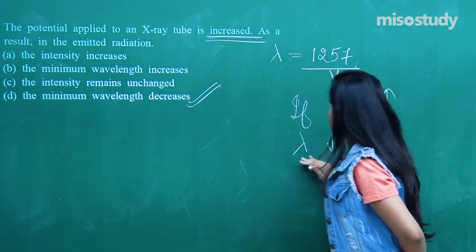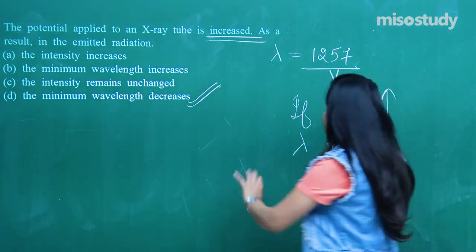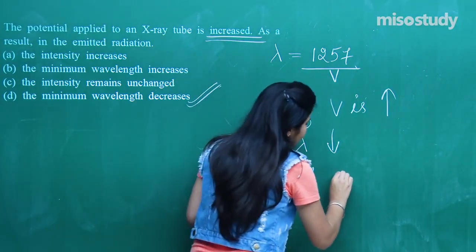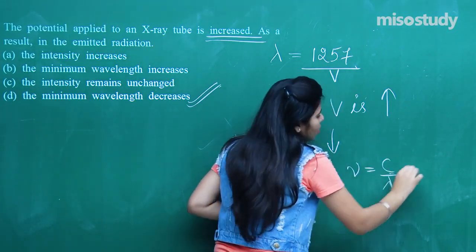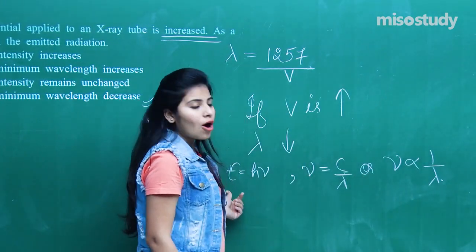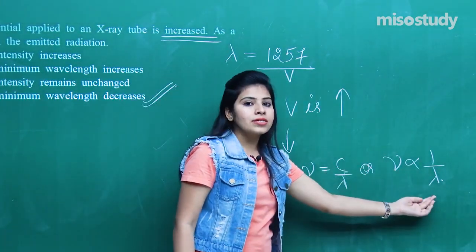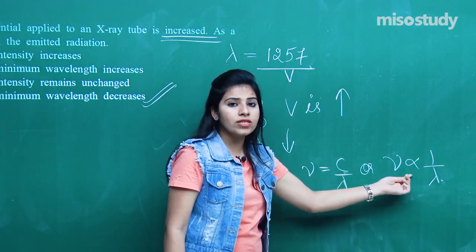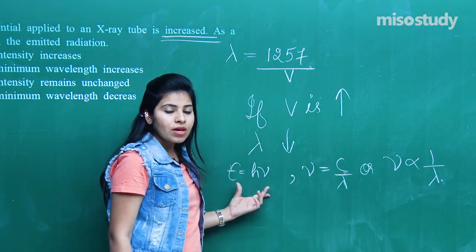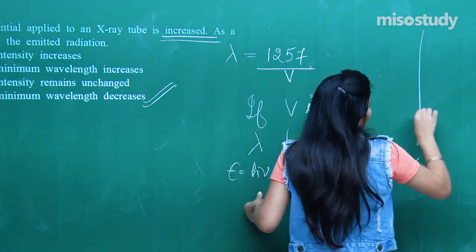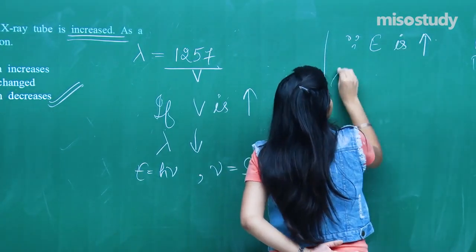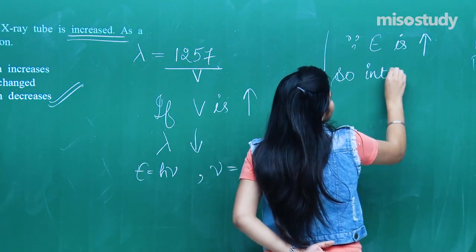Now because wavelength is decreasing, what will happen? You know that E equals h nu and nu equals c by lambda. Or you can say there is an inverse relation between frequency and lambda. Because lambda is decreasing, frequency will increase, and since frequency will increase, your energy will increase. Now because energy is increasing, definitely intensity will be increasing.